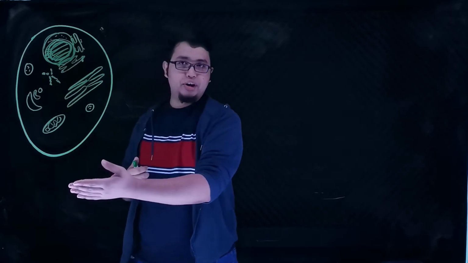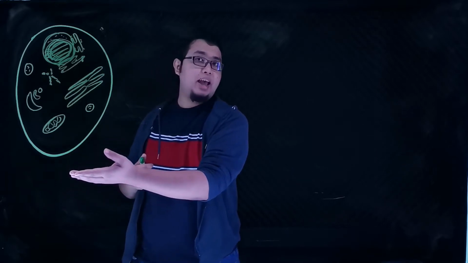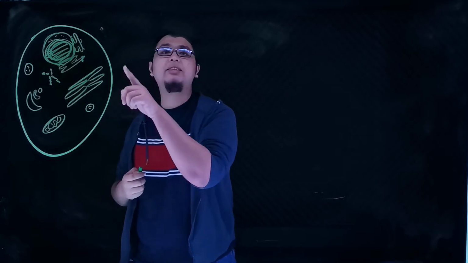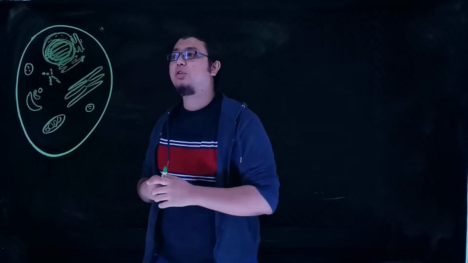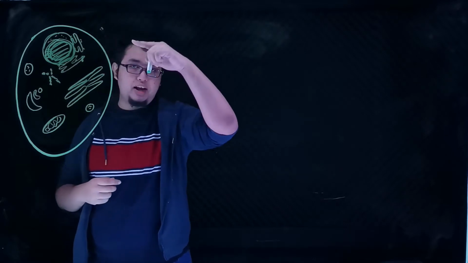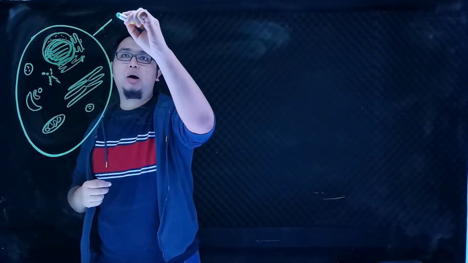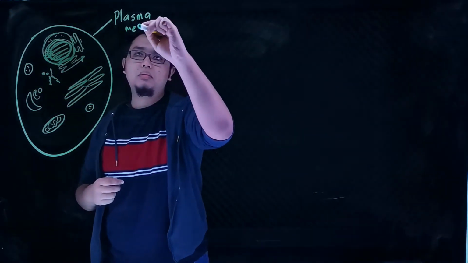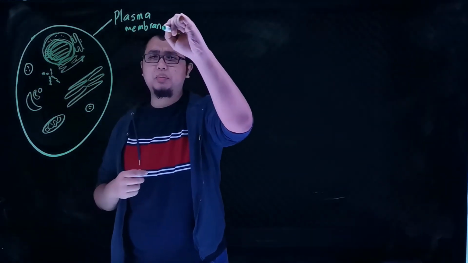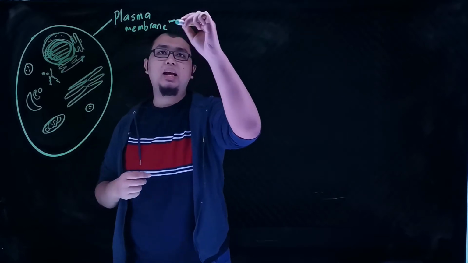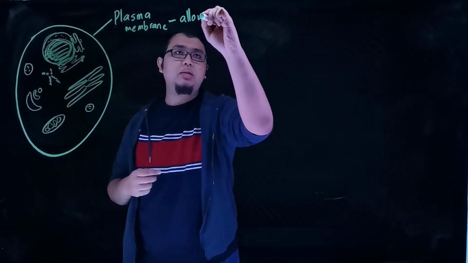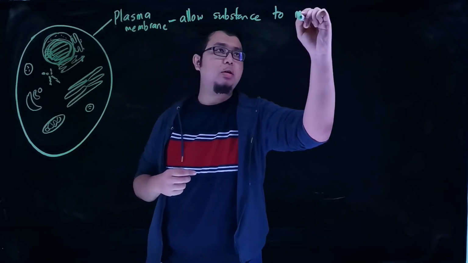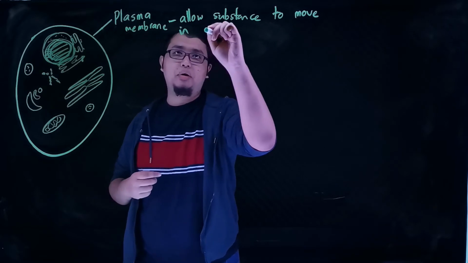So here, I've already drawn a basic animal cell, and we're going to learn about the structure, the organelles, as well as the function. Start from the basics that you learned during your Form 2. We have our plasma membrane. What this plasma membrane does is that it allows substances to move in and out of the cell.